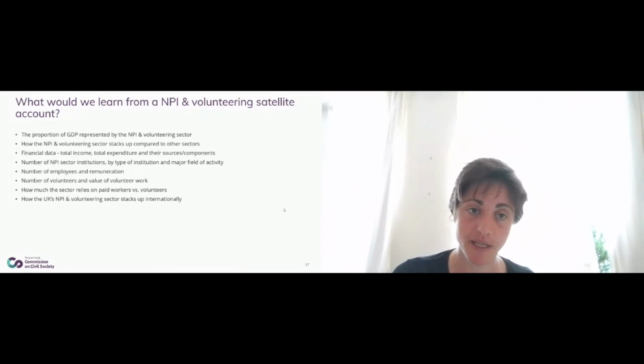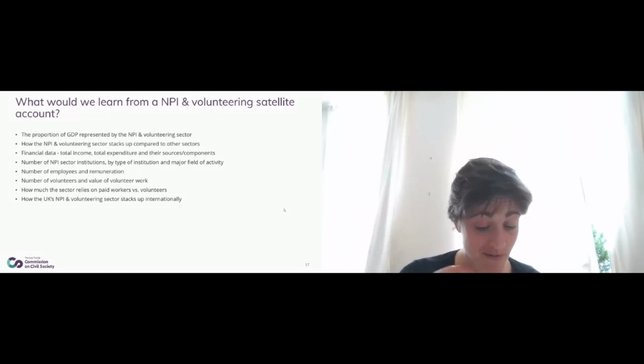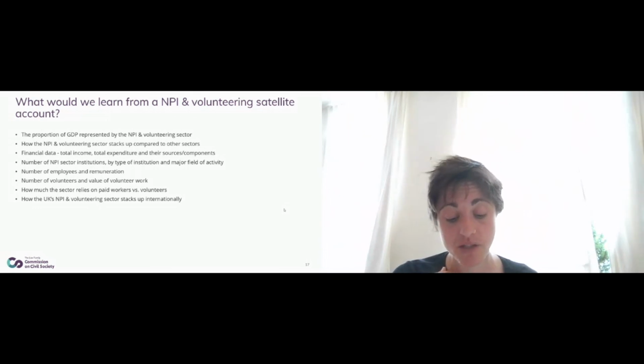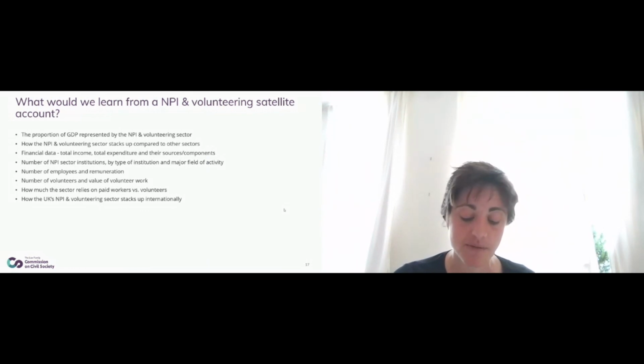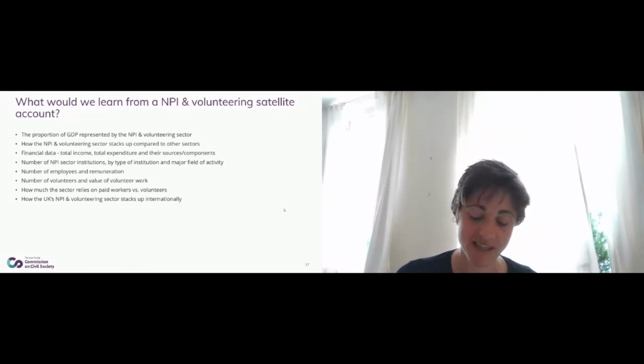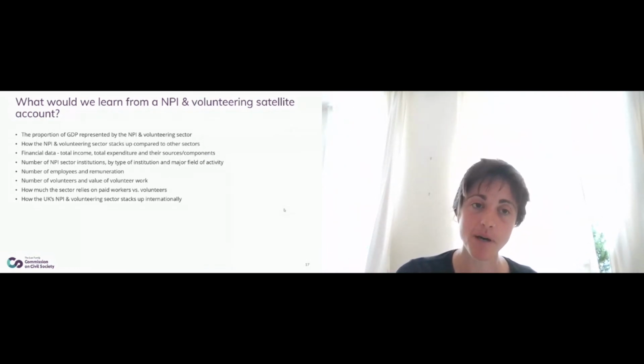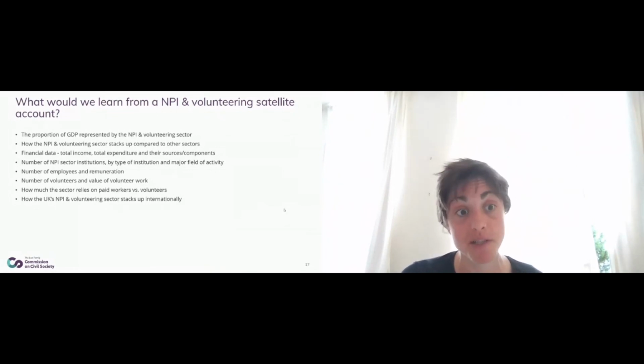It would also tell us some things about employment. So it would tell us about the number of people working in the non-profit sector, both paid employees and volunteer workers. And it would tell us to what degree the sector relies on paid versus volunteering work. Tell us things about the value of volunteering work, and it would certainly tell us how the UK's non-profit sector stacks up internationally. Now, to a degree, lots of this stuff is captured already in things like NCVO's Civil Society Almanac. But my understanding is that the satellite account would really lean on the Almanac and the Charity Commission data. That would be a big source for a lot of its content.